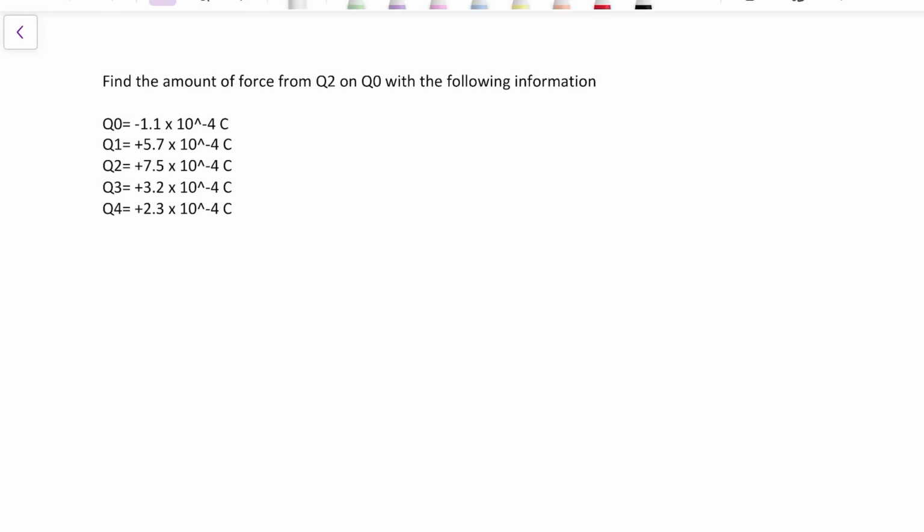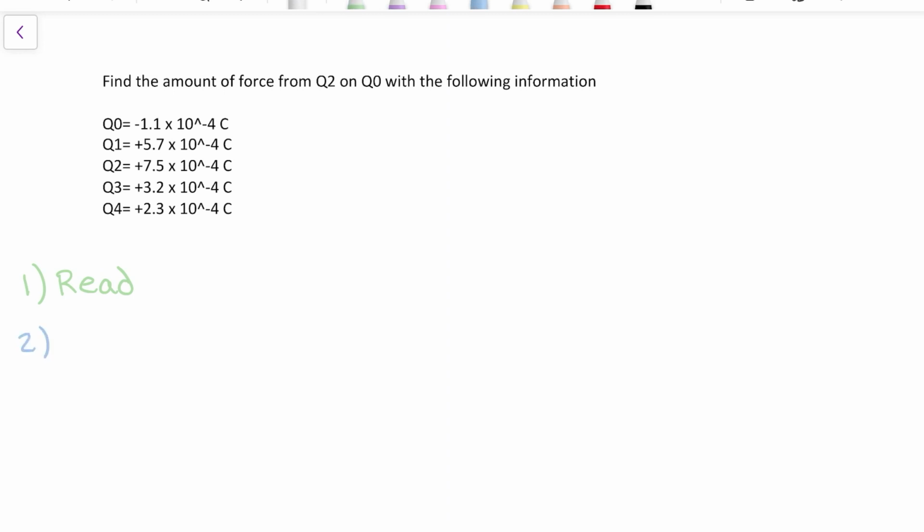Today we will be doing a problem from Exam 1, Part 3, Question 5C. First step we can take to answering this problem is by reading it. So, the problem is asking to find the amount of force from Q2 on Q0 with the following information.